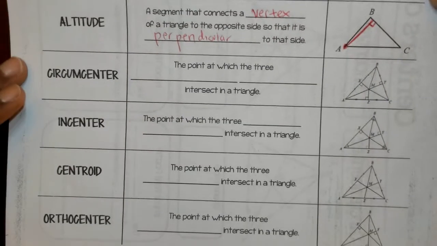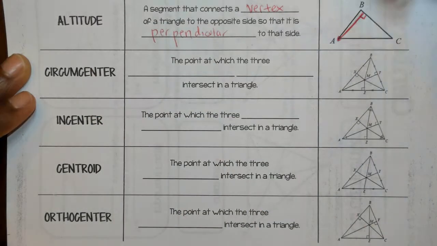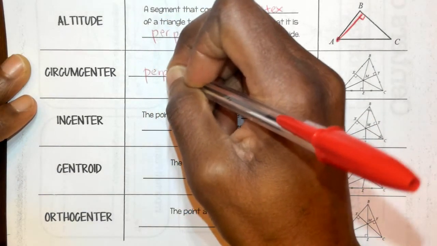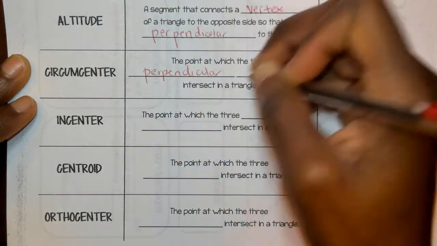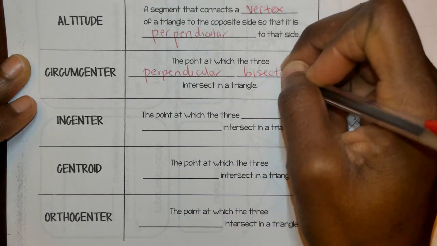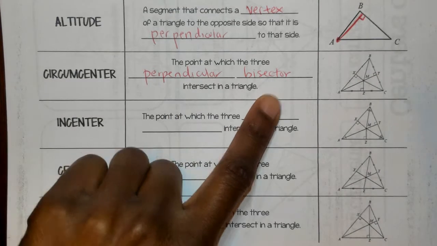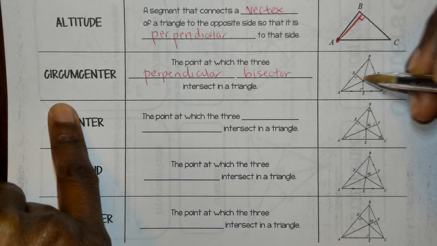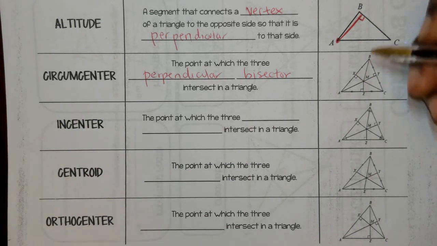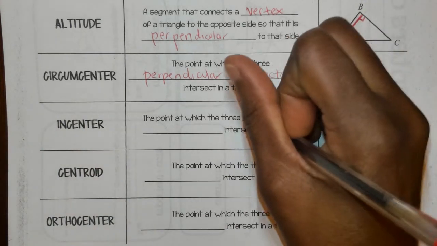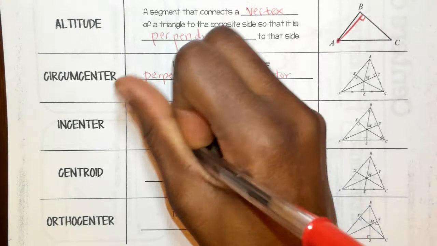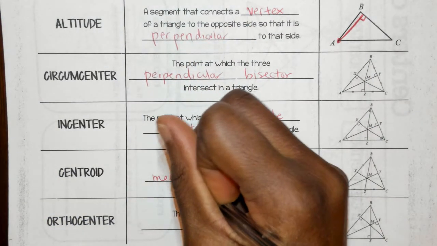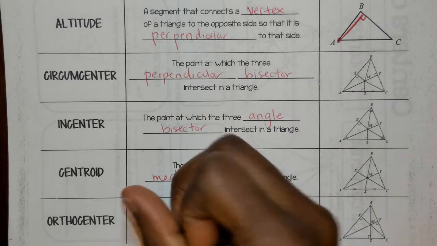Okay, and then these four are points at which those previous four meet. The point at which the perpendicular bisectors meet is the circumcenter. So each side has a perpendicular bisector. We'll get into this a little bit more on the next page, these three. Incenter is formed by the angle bisector. Centroid is formed by the medians. And orthocenter is formed by the altitudes.